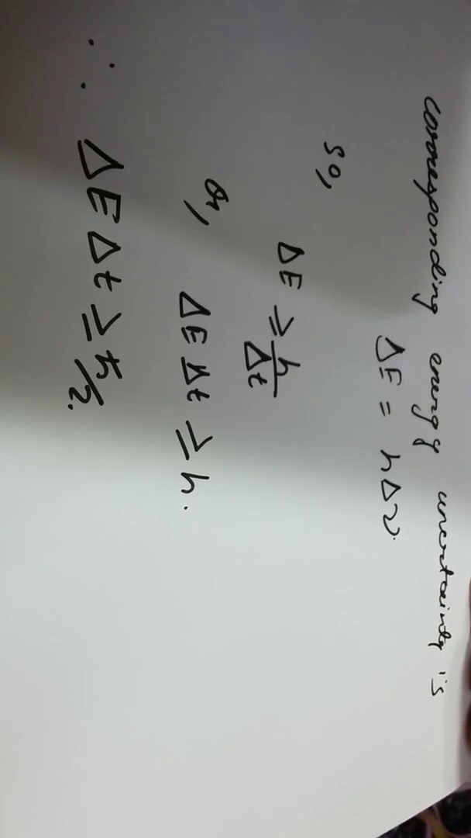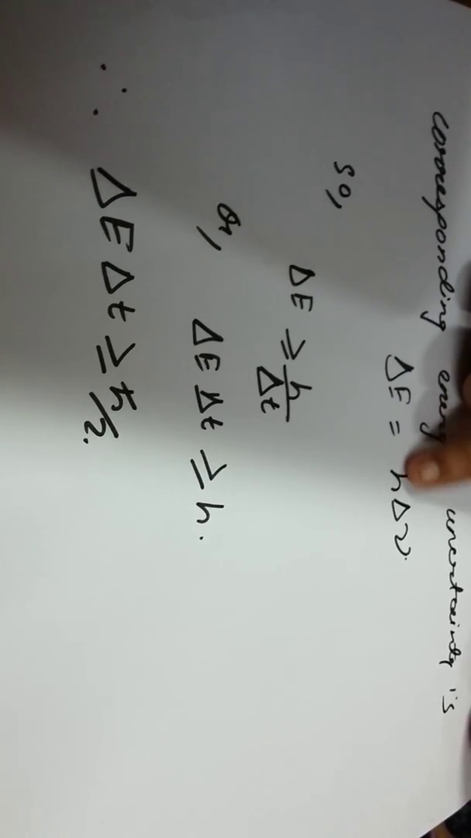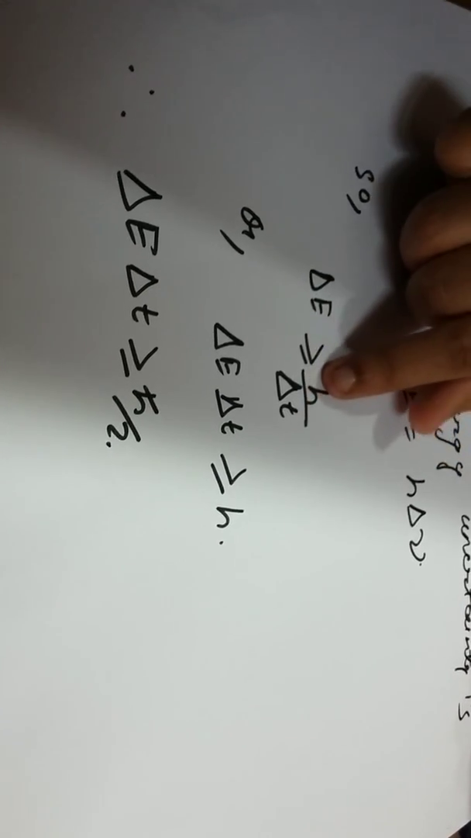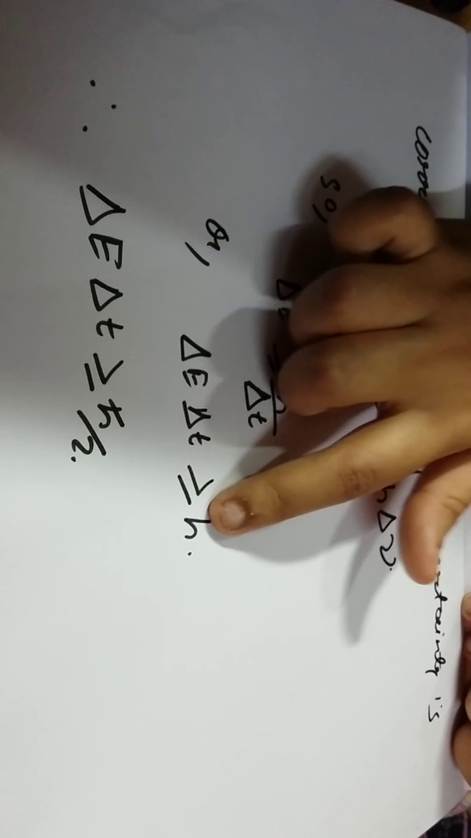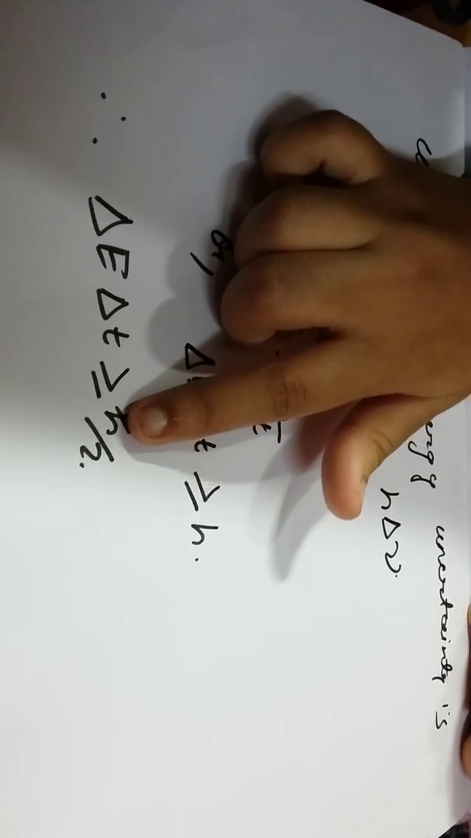the time interval, the uncertainty del nu in our frequency measurement is 1 by del t, and del E equals h del nu. So, del E is more than or equal to h by del t, or del E into del t is more than or equal to h. Therefore, del E into del t is more than or equal to h cross by 2.